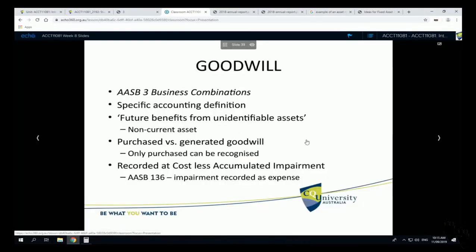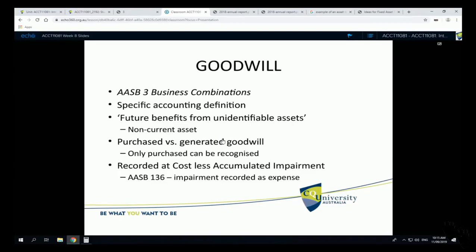Okay, now goodwill has a specific accounting definition. They define it as future benefits from unidentifiable assets. Okay, it is a non-current asset, and only purchased goodwill can be recognised. So you can't say, oh, look, I think this year we've generated $1 billion of goodwill internally because we're such good salespeople and we look after our customers, and then just recognise $1 billion on your balance sheet. You can't recognise internally generated goodwill. Okay, it's too grey. But you are allowed to recognise purchased goodwill, which in my books is essentially the amount that you pay for a business more than the value of its assets. Okay, so it's just a journal entry.